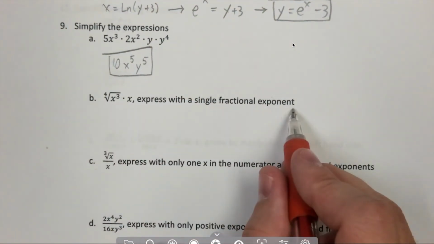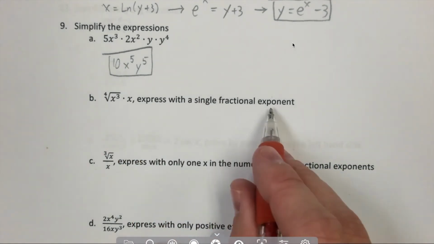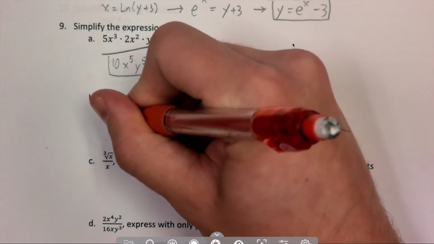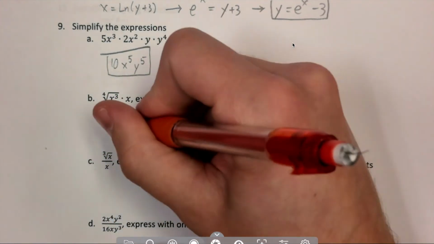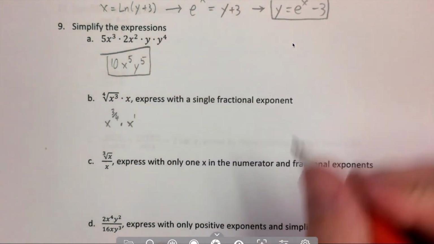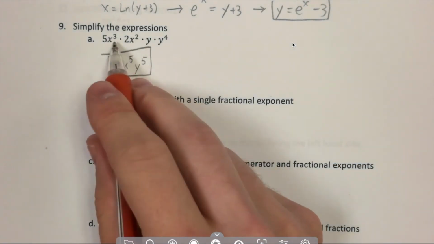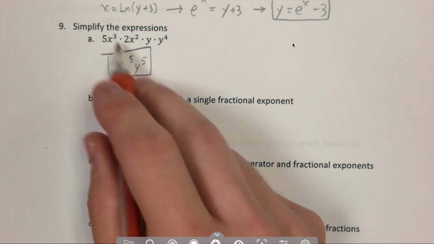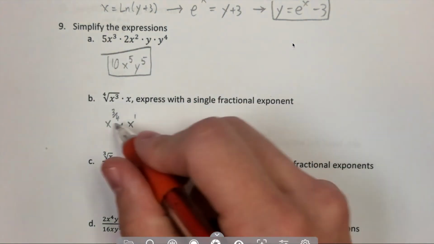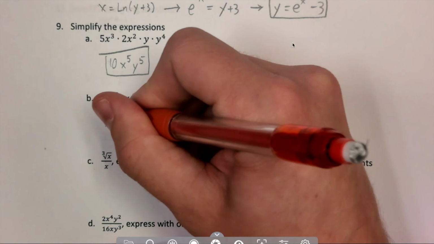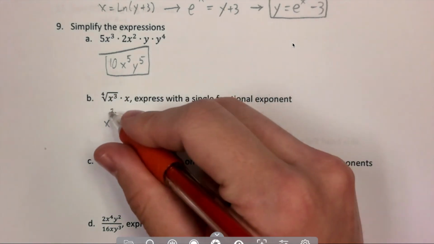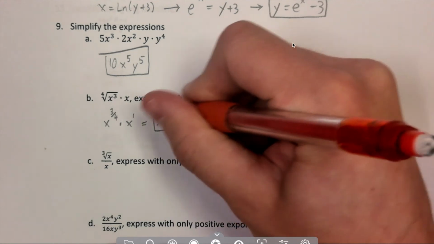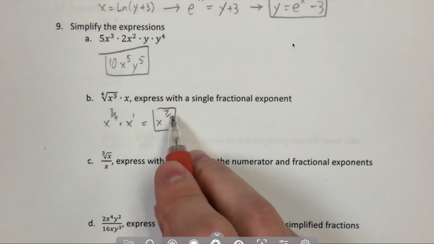Up next, here's where things get tricky. It says express with a single fractional exponent. So my first thing I'm going to do is realize that using those rules that I showed you, this is really x to the 3/4 times x to the first. Now, because this is saying we have 5 x's, I was really just adding my exponents when I'm multiplying x's. So same thing here, I'm adding 3/4 to 1, which means I'm adding 3/4 to 4/4, which means I have 7/4. So I've now expressed it with a single fractional exponent.